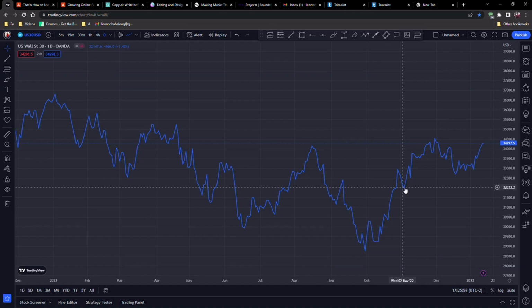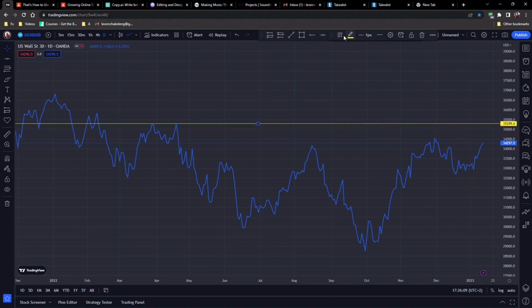Hello guys, welcome to the market overview, weekly forecast, and right now we are looking at US30. We're gonna plot our weekly high and our weekly low. These are the areas we expect the market to range within.